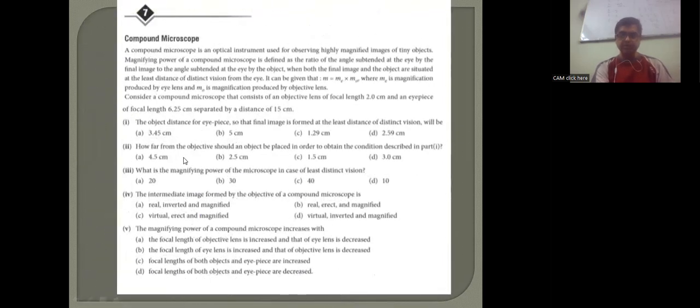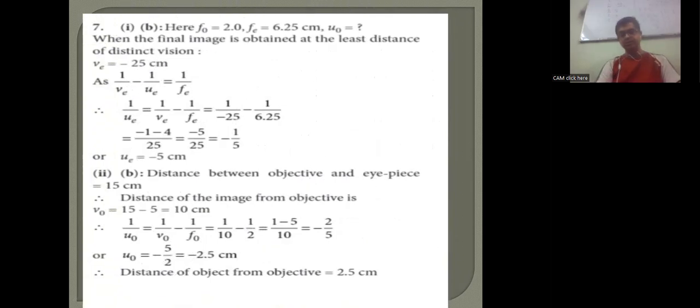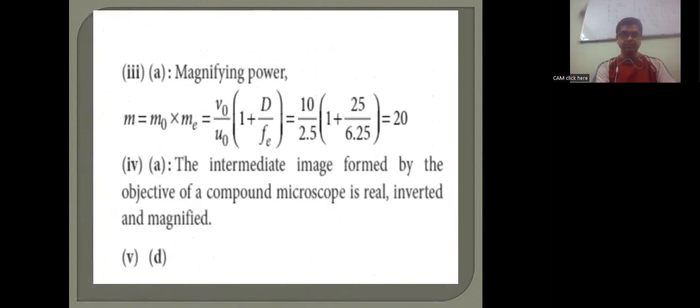Okay, how far from an objective should an object be placed in order to obtain the condition described in part 1? So आपके पास 1 by f equals to 1 by v minus 1 by u फिर से apply करिए using v as 10 centimeter here, FO is 2 centimeter here. You can calculate UO, which is 2.5 centimeter. Now come to third one.